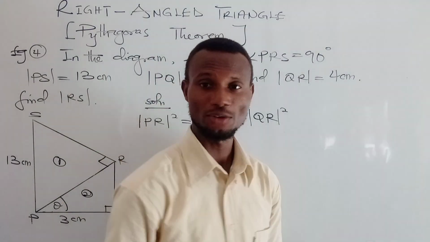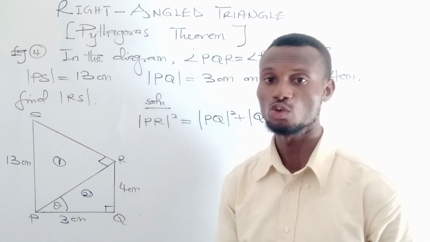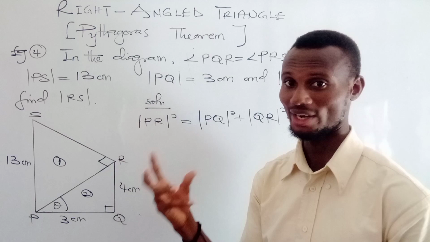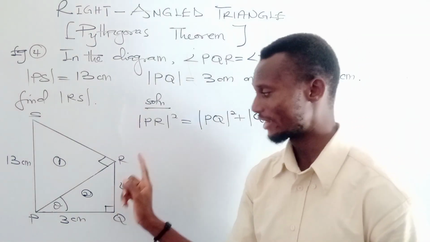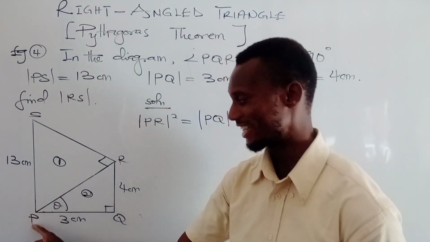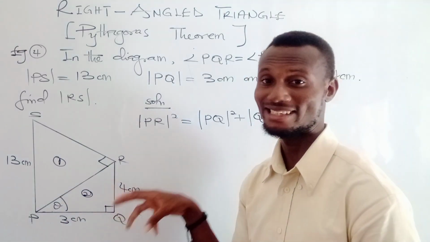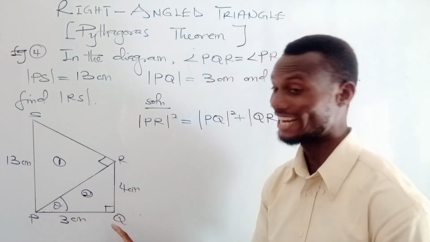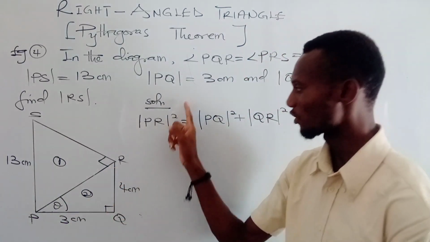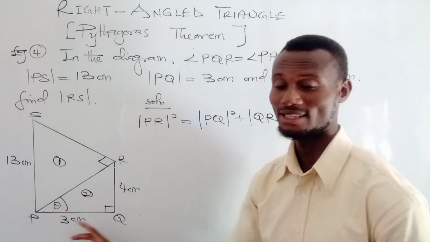The Pythagoras theorem says that the square of the hypotenuse should be equal to the sum of the squares of the adjacent and the opposite. I'm going to repeat it one more time. The hypotenuse in this triangle 2 is the length PR. So the square of the hypotenuse should be equal to the sum of the squares of the adjacent and the opposite. So PR squared should be equal to the sum of the squares of the adjacent and the opposite.